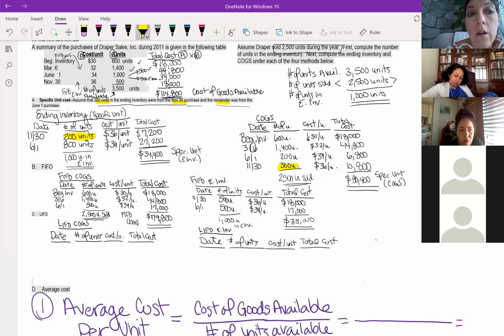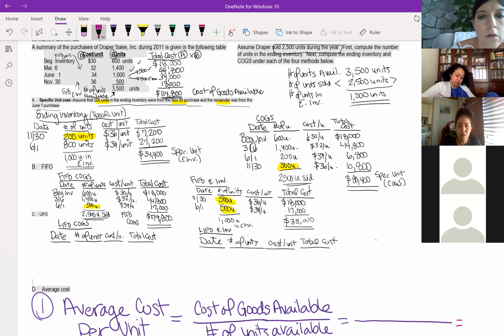For FIFO, when I'm looking at November 30th, all 500 are left over for FIFO from November 30th. For June 1st, for FIFO specifically, 500 were expensed as cost of goods sold and 500 are sitting in ending inventory. Okay, so do I need to take the same amount that I have for the 500, right? Yeah, you ignore what you did for the previous method. Okay, I got you. Thank you.